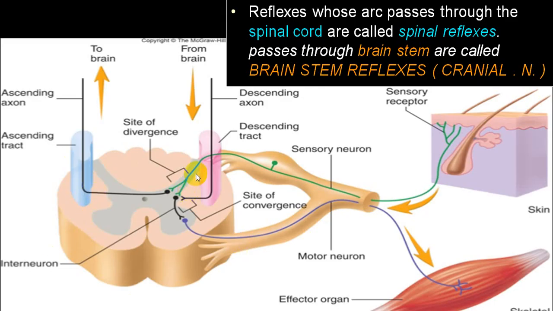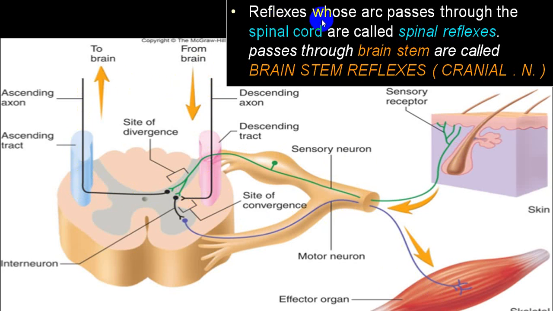So in a superficial reflex, we have got one interneuron, so it becomes polysynaptic. This is one synapse, this is second synapse. So it becomes polysynaptic. Stimulus is receptor in skin, and response is a contraction of a muscle. And this particular superficial reflex is affected by descending tracts, and one of the pathway of sending a sensory input to the brain is by ascending tracts.